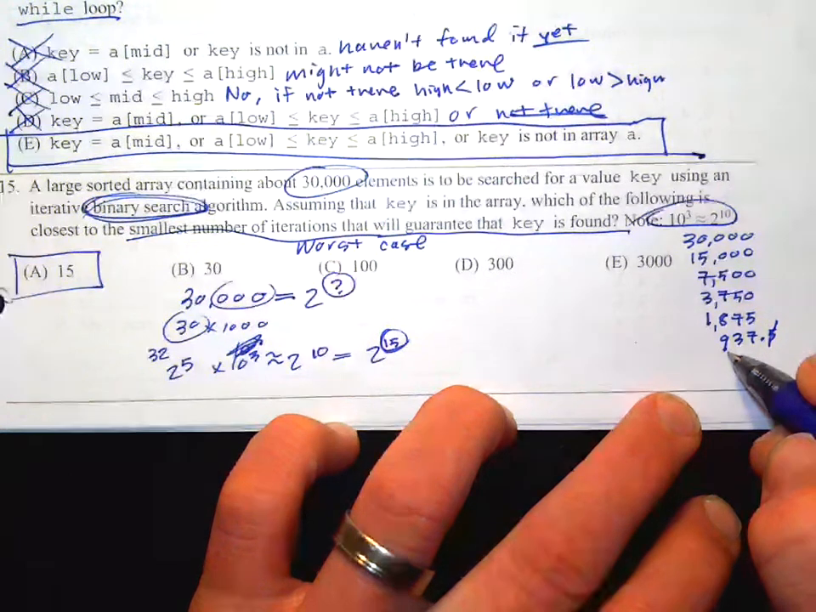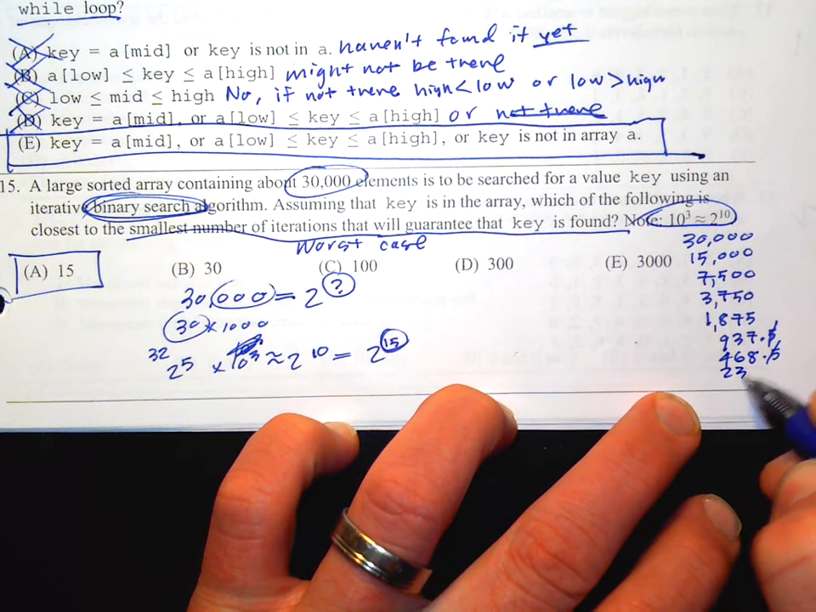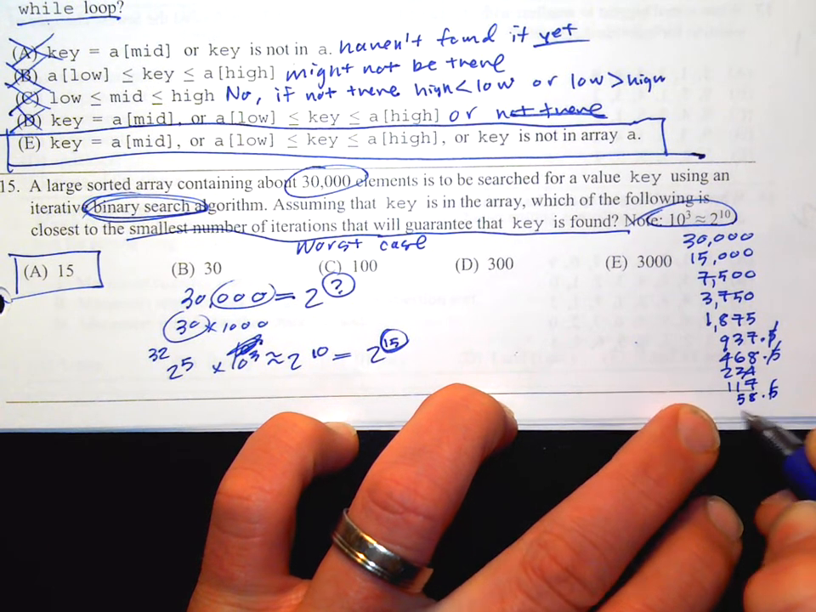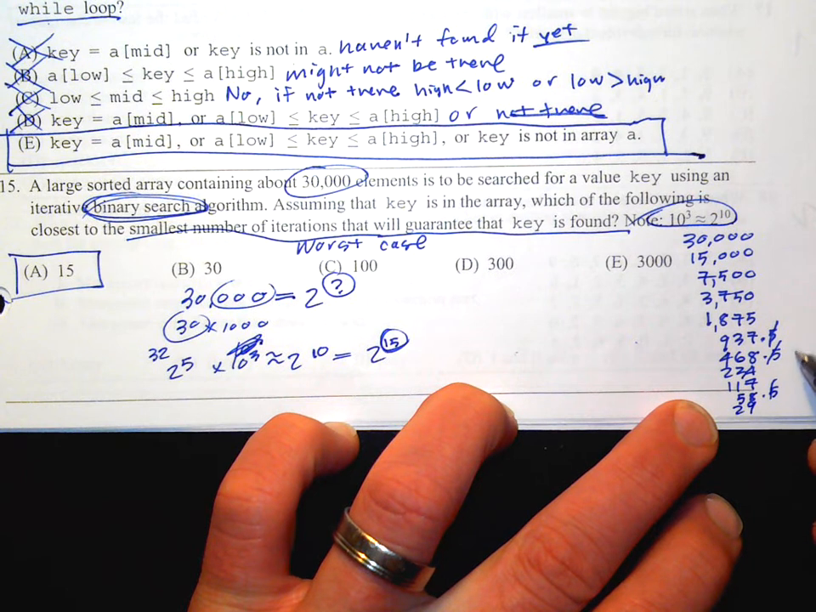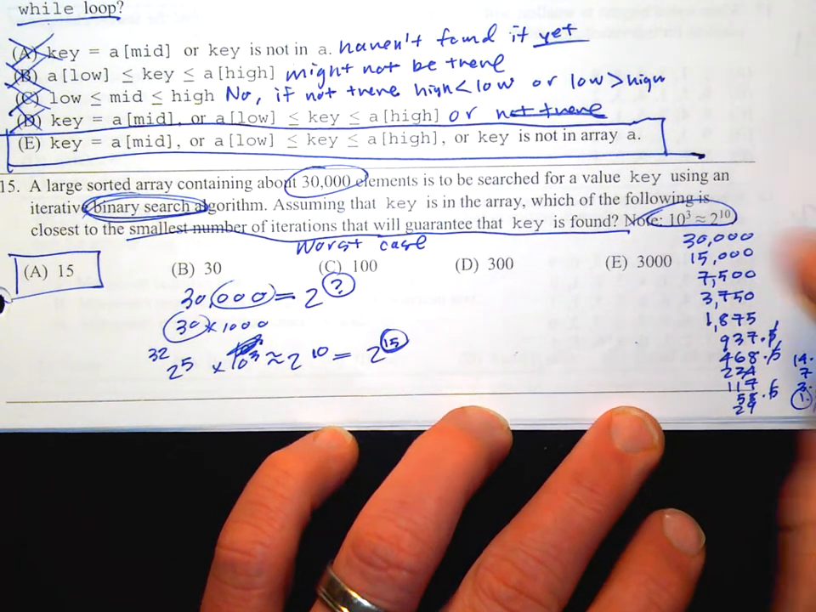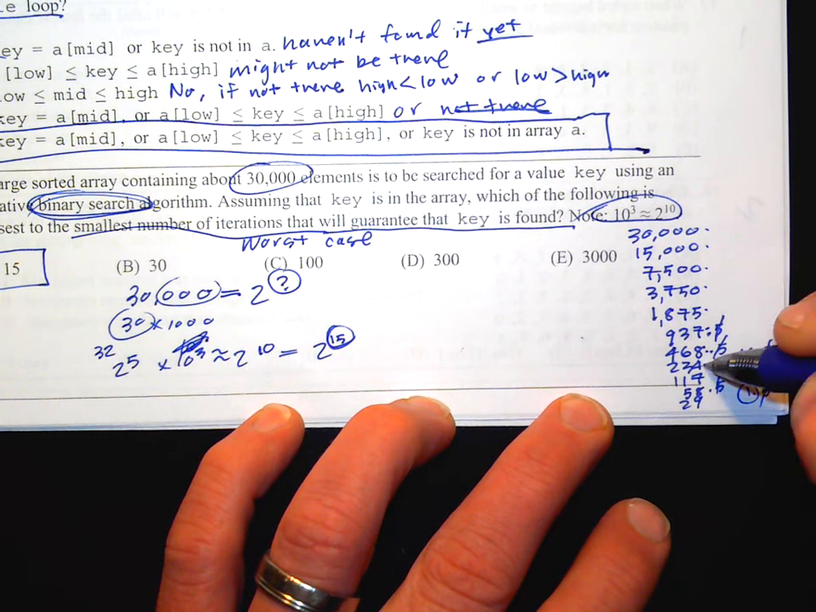Half of this would be 468, 234, 117, 58, 29, 14, 7, 3, 1. So now we're down to only one left. So it's either there or not. 1, 2, 3, 4, 5, 6, 7, 8, 9, 10, 11, 12, 13, 14, 15.